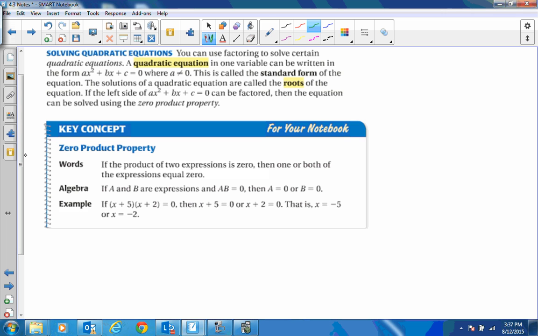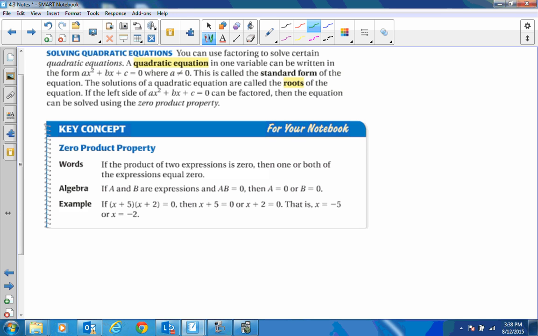Okay, solving quadratic equations. You can factor and solve certain quadratic equations. A quadratic equation in one variable can be written in the form ax squared plus bx plus c, where a does not equal 0. This is called standard form of the equation. The solutions of the quadratic equation are called roots of the equation.